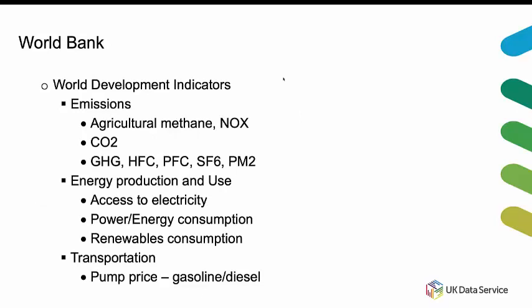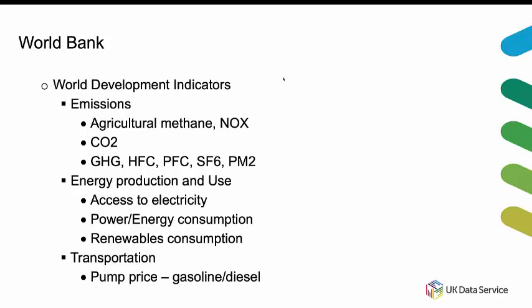World Bank data, we have the World Development Indicators. These are a set of indicators designed to monitor how countries are doing, how countries are developing. A whole raft of data on greenhouse gas emissions, 42 different variables, access to clean fuels and technologies, access to electricity in an urban-rural environment, access to alternative and use of nuclear fuels.